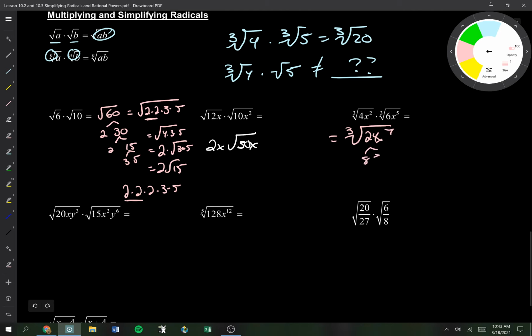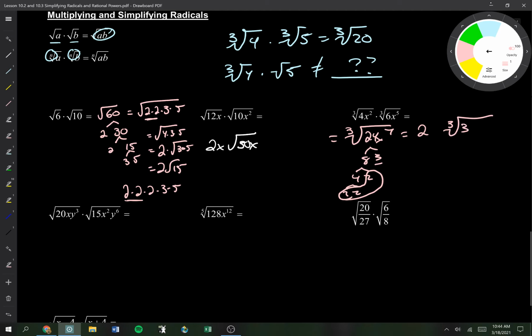Well, 24 is 8 and 3. 8 is 4 and 2. 4 is 2 and 2. Here's a triple. There's my 3 of a kind. I need groups of 3 instead of groups of 2 because I'm doing a cube root. So the triple comes out. The 3 stays behind.